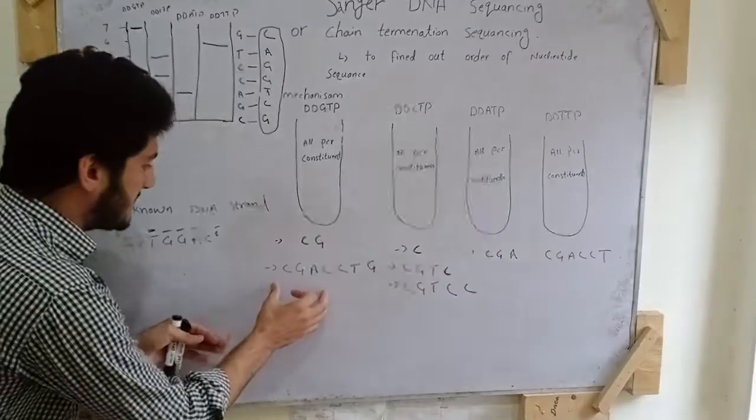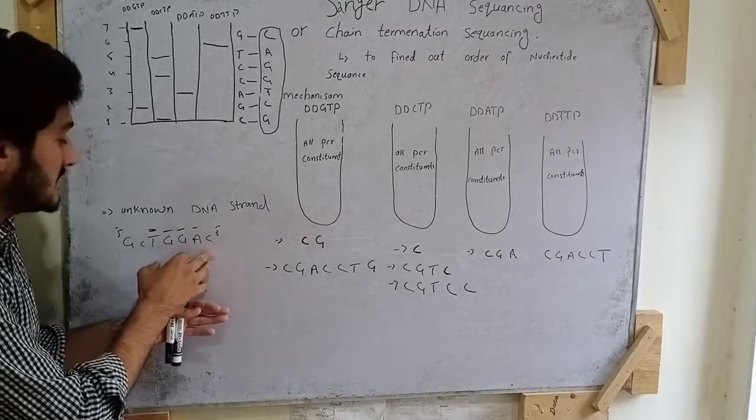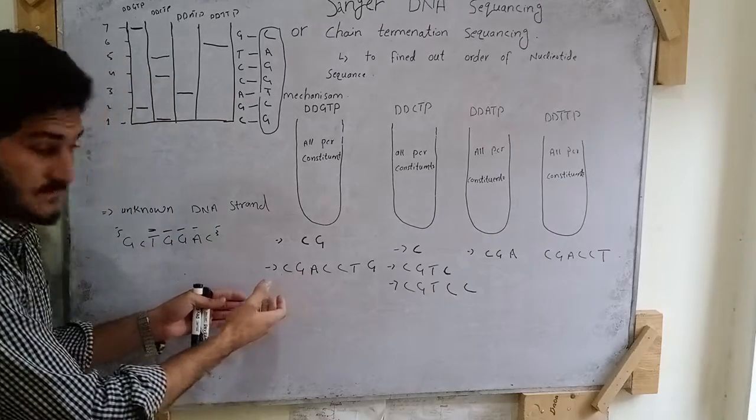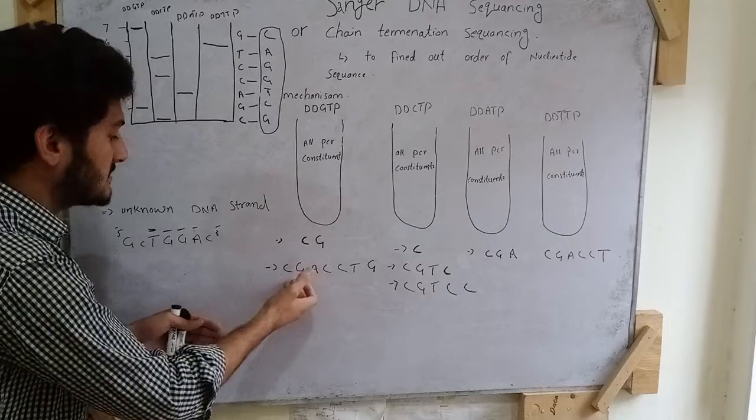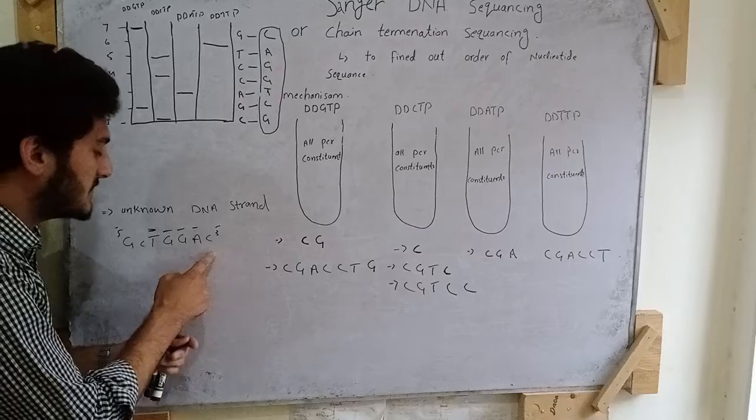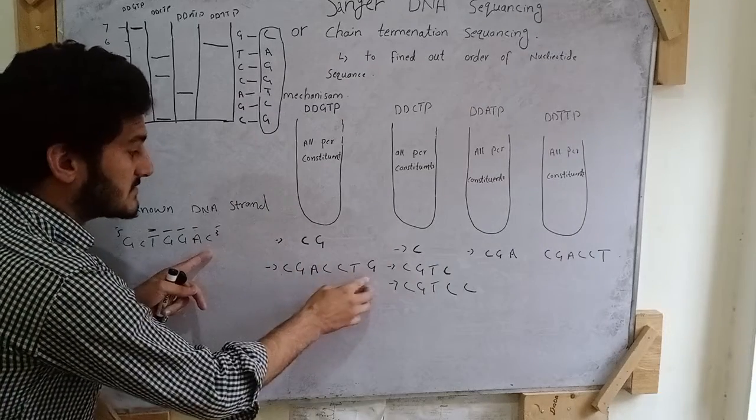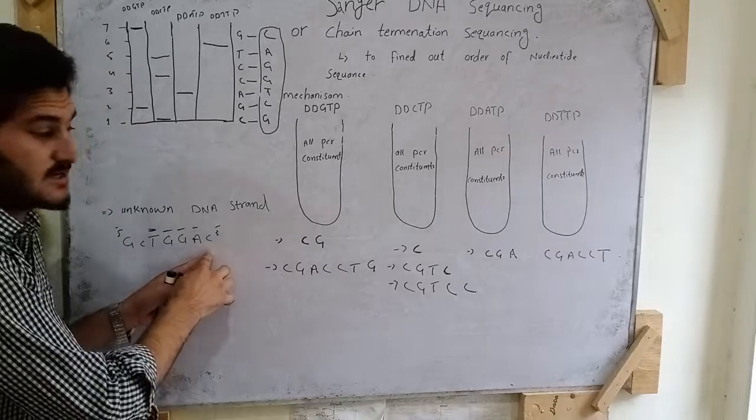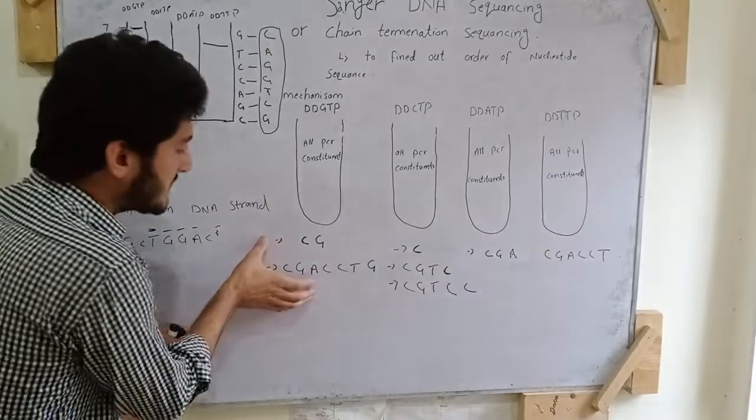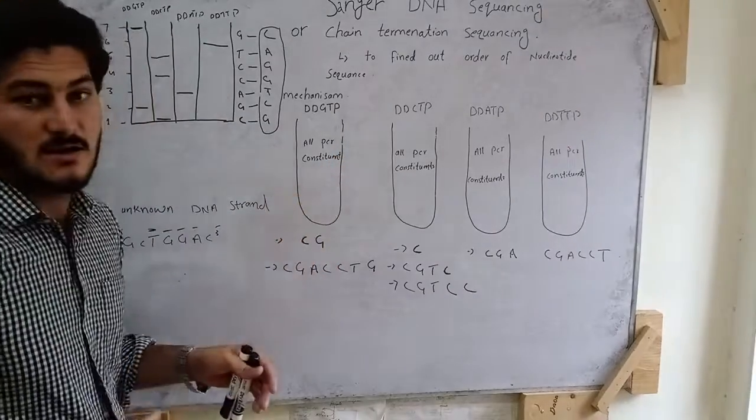Now in the other case, another C is present. Taq polymerase adds the complementary nucleotides again, but when C occurs, the G attached to it is the modified nucleotide. So two fragments are formed in this first PCR tube.